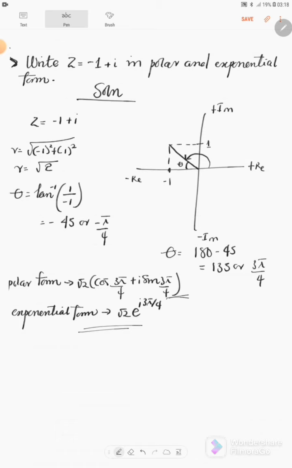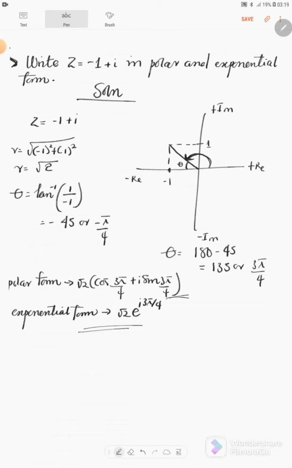R equals the square root of minus 1 squared plus 1 squared. R equals the square root of 2. Theta equals tan inverse of 1 over minus 1, which gives minus 45. We found the angle from here to here. We find the angle as theta equals 180 minus 45. That gives us 135, or 3 pi over 4.